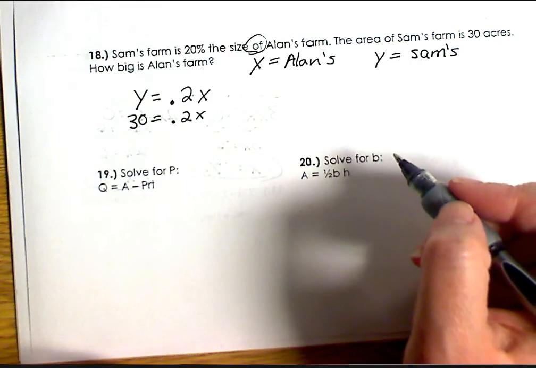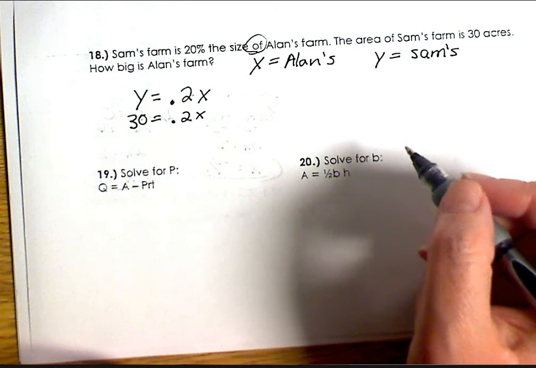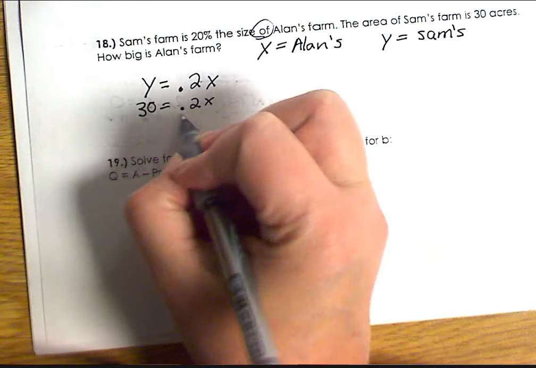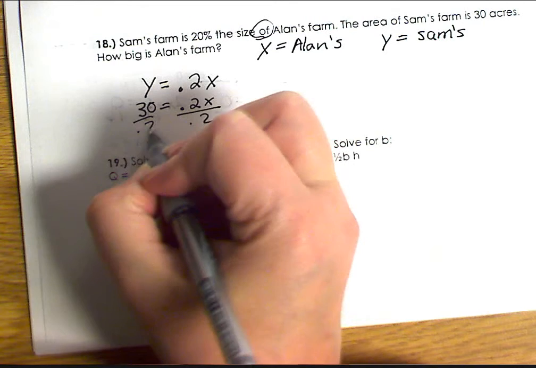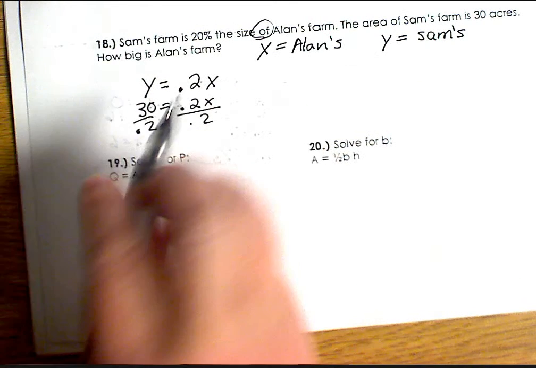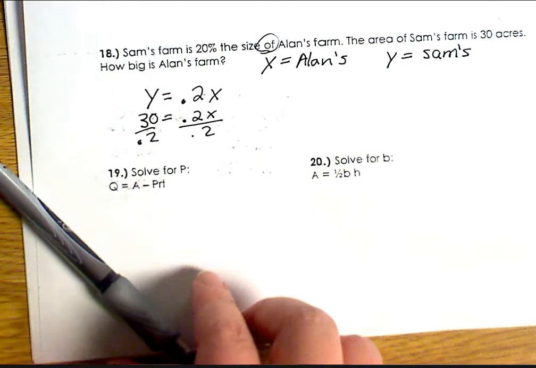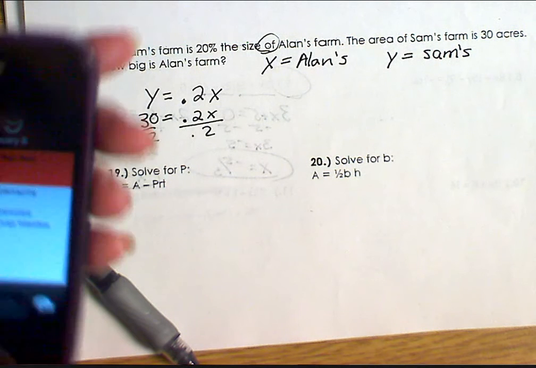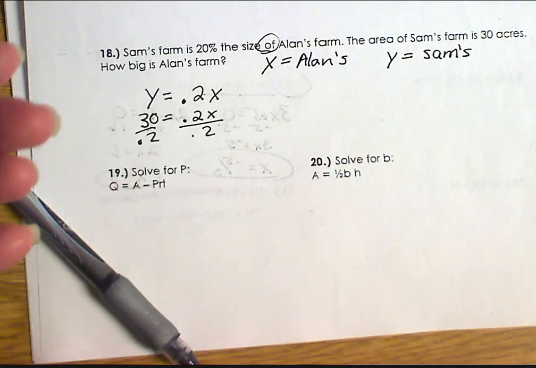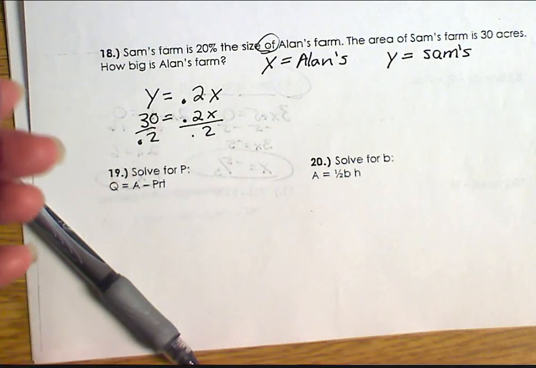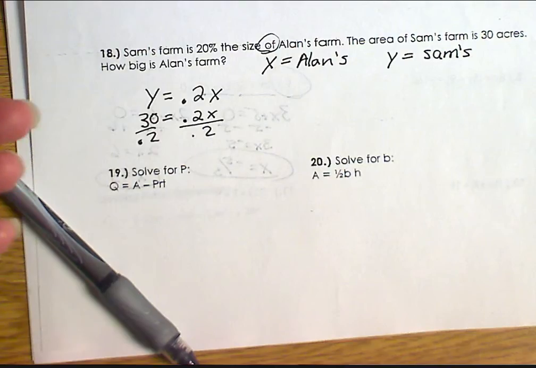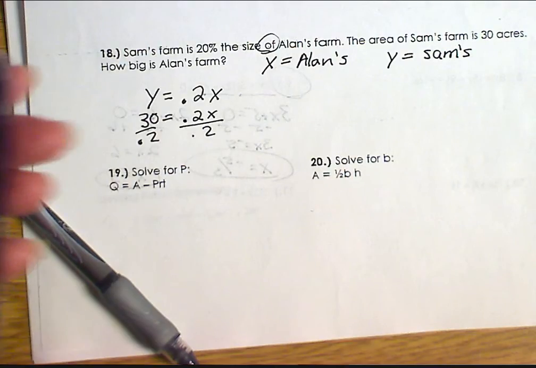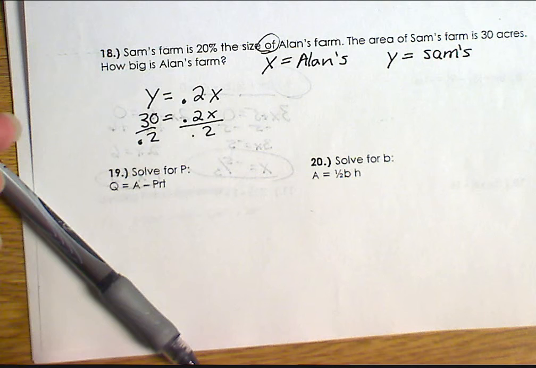And now all we have to do is divide by 0.2. So put it in your calculator. And I don't even know what mine is. Oh, I have to use my phone one. So I have 30 divided by 0.2 is 150 acres.